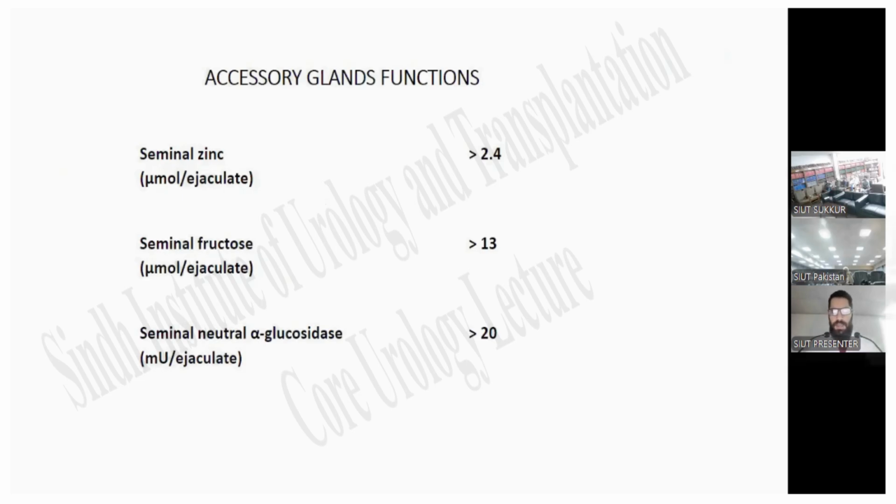Accessory gland functions can be assessed in semen analysis. Seminal zinc should be more than 2.4 micromole per ejaculate. Seminal fructose should be more than 13 micromole per ejaculate, and alpha glucosidase should be more than 20 milliunits per ejaculate.